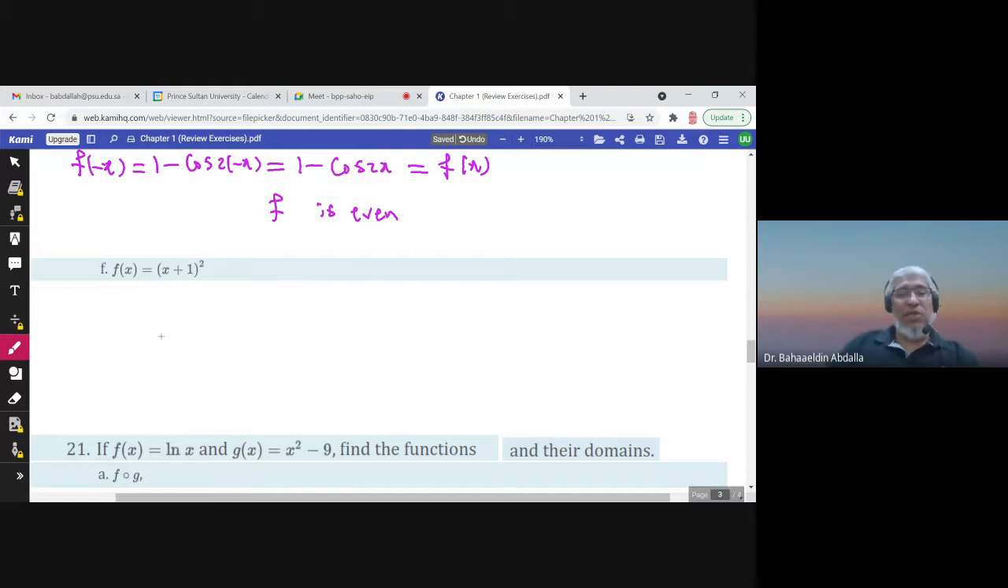The last question, if we find here f of negative x, then we have negative x plus 1 to the power 2.